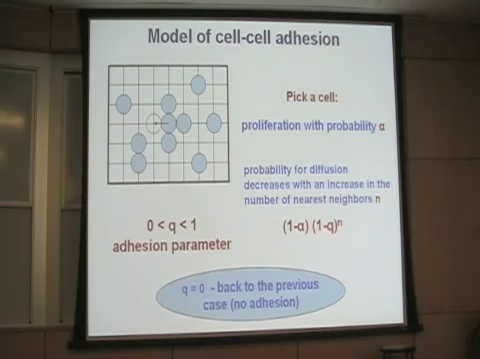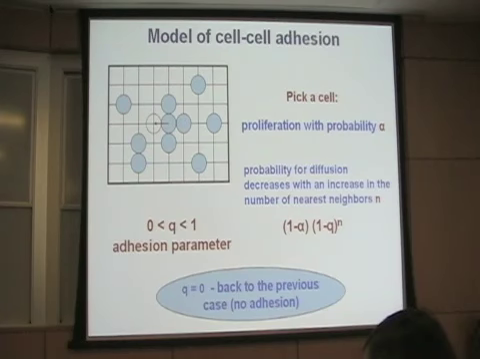So if q is 0, there is no adhesion, and we are back to the previous case. If n is 0, so there are no neighbors, again the probability for diffusion is just 1 minus alpha. However, if both q is larger than 0 and n is larger than 0, then you can see that the probability for migration decreases with the number of nearest neighbors.